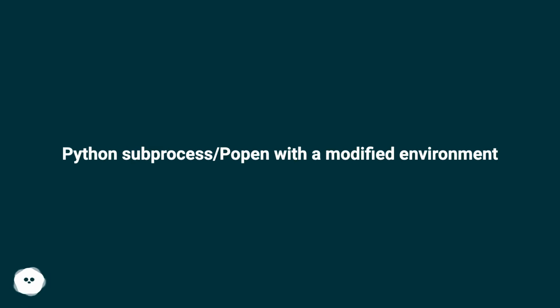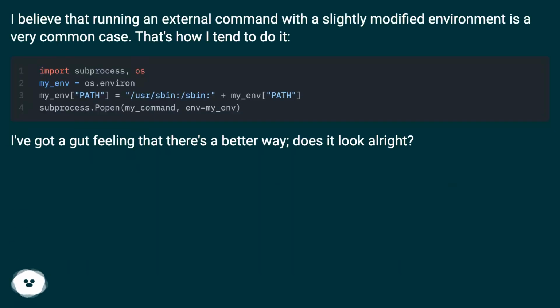Python subprocess / Popen with a modified environment. I believe that running an external command with a slightly modified environment is a very common case. That's how I tend to do it. I've got a gut feeling that there's a better way. Does it look all right?